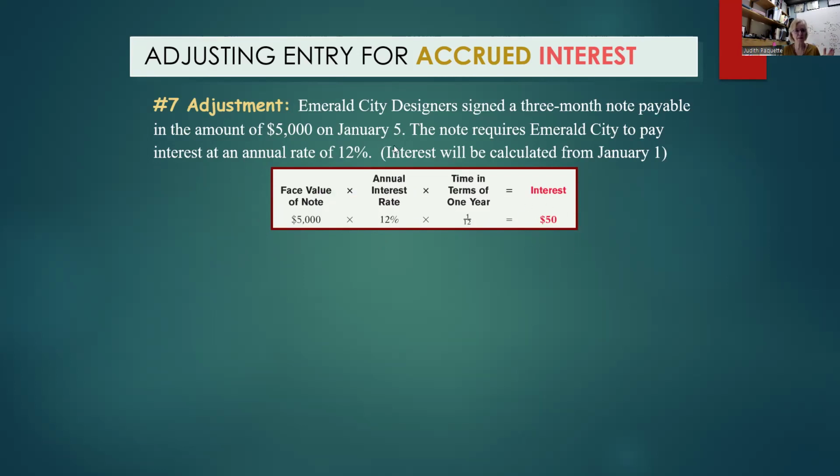Now, let's read this again. They sign a 3-month note payable. They will not be paying this note back until when? February, March, April 5th. Okay, 3 months. But every month that they borrow that money, they owe $50 on the note. And so when they publish the income statement for January, they have to recognize that they have this $50 expense called interest expense.